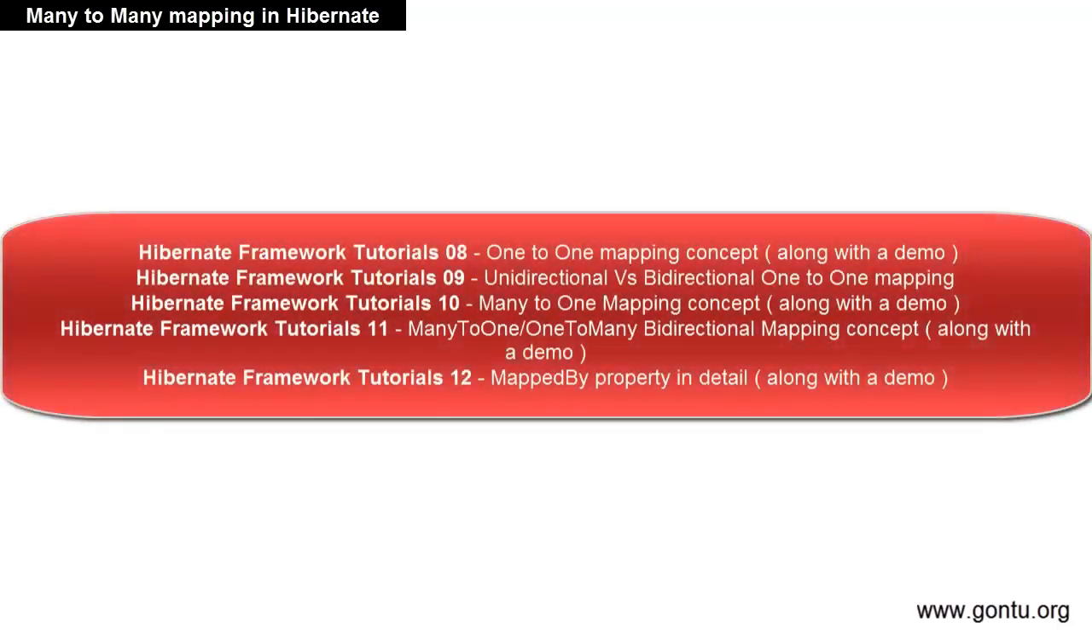In the earlier tutorials, we learned what is a one-to-one mapping, many-to-one mapping, a bidirectional many-to-one, one-to-many mapping, and many other concepts in detail. Now we will learn what is a many-to-many mapping in a Hibernate application. Before I go and hit demo, let me tell you what exactly is the meaning of a many-to-many relationship between two tables in a database.